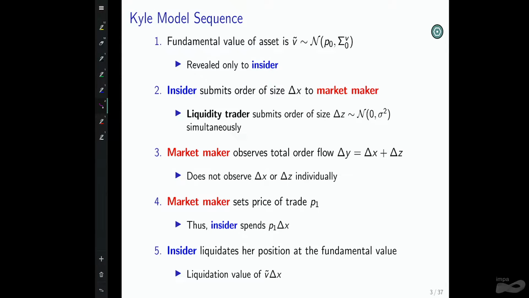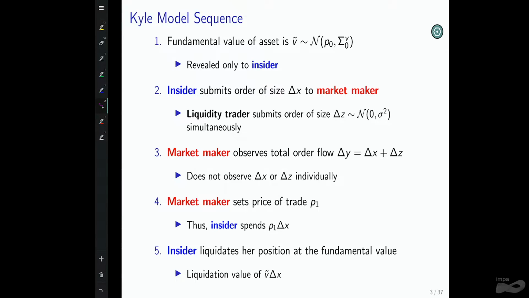So it really is just a sequence of steps of things that happen. Initially, the insider receives some kind of signal, which we'll call V tilde. V tilde is actually going to represent the liquidation value of the asset in the future. But the key point is that this is revealed only to the insider. The market maker can't actually see V tilde, but the market maker does know that it has some kind of distribution. Then the insider submits an order of size delta X. This order is submitted to the market maker. Simultaneously, the liquidity trader submits an order of size delta Z, which is a random variable completely independent of everything else in the model.